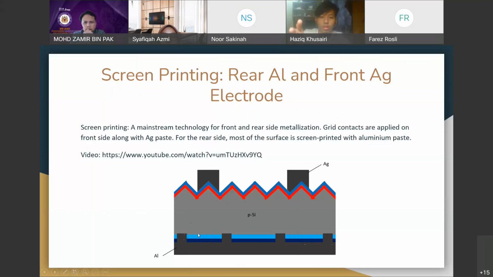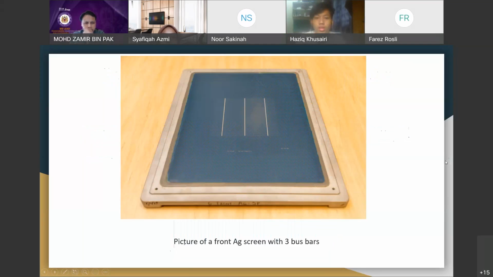For silver, the upper part will form the bus bar and fingers, and for the lower part, aluminium forms the aluminium local back surface field. Alright, next slide. Okay, so this is a picture of a front silver string with three bus bars. Yeah, that is the bus bar. And then the horizontal lines are what we call fingers. Alright, next slide.